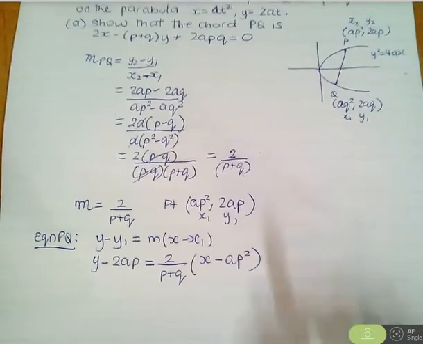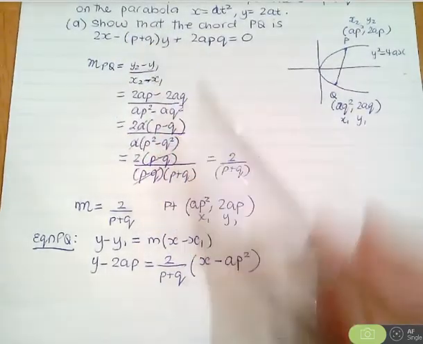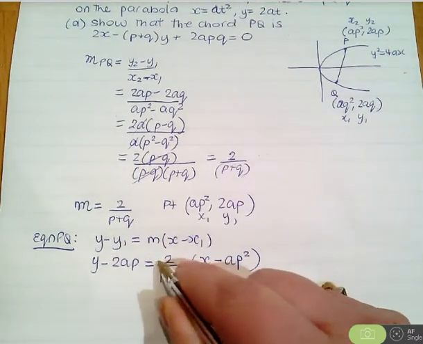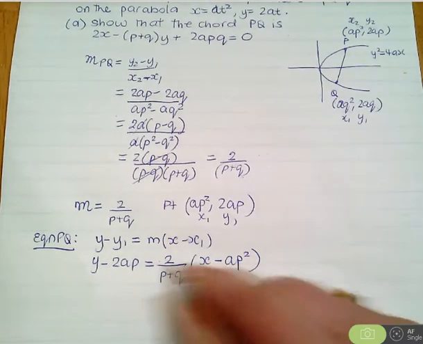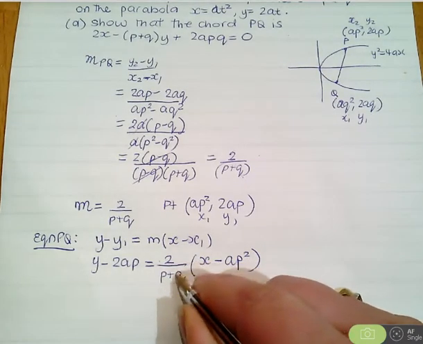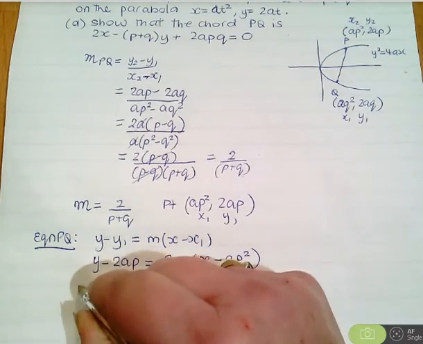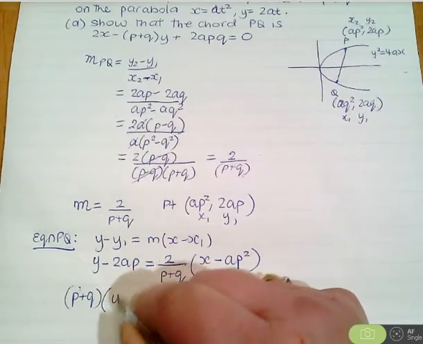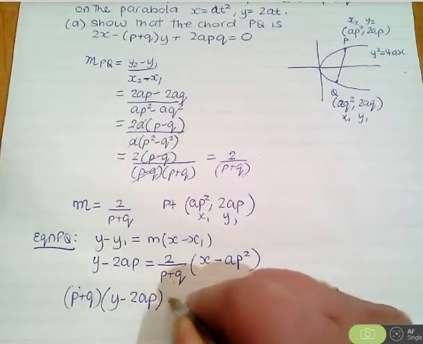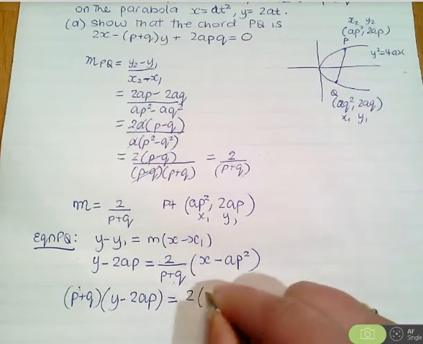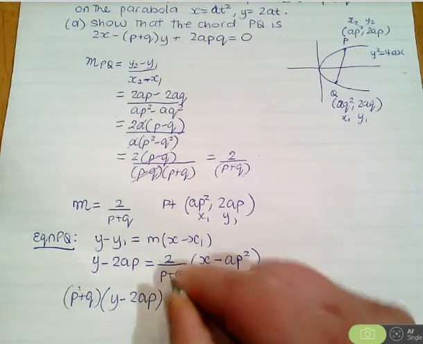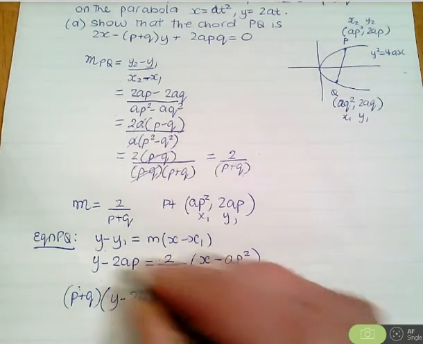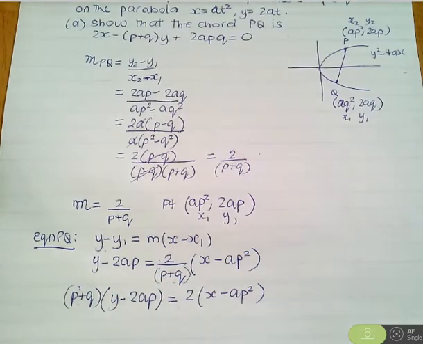Now, notice that what we're trying to get has no denominator, so we need to multiply the other side. This is 2 bracket x minus AP squared all over P plus Q. I want to get rid of this divide by P plus Q, so I'll be multiplying the other side by P plus Q. So it's P plus Q times all of this y minus 2AP is equal to 2 bracket x minus AP squared. So I'm taking this P plus Q over to the other side. Just got to be careful because this is more than one term here, so P plus Q needs to be multiplied by all of that.